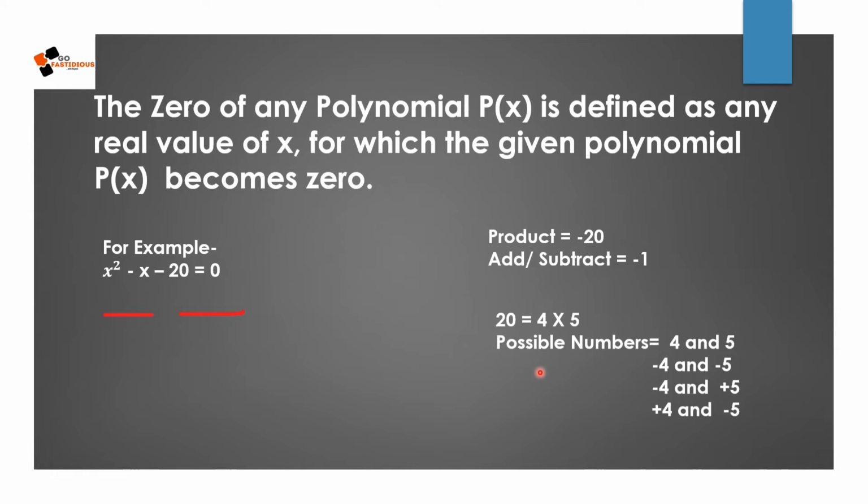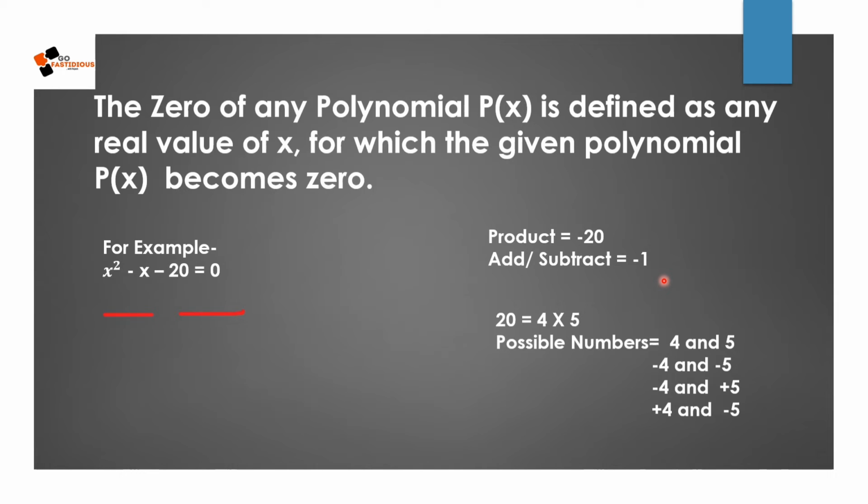So let us check the possible numbers. So either 4 and 5 both are positive, or 4 and 5 both are negative. Either 4 is negative, 5 is positive, or 4 is positive, 5 is negative. So let's check what is the correct pair of numbers. So here you have seen we need minus 20. It means whatever two numbers we are taking, out of that two numbers, one is negative. But we need minus 1 as their sum or difference. Minus 1. So when we will get the minus 1?